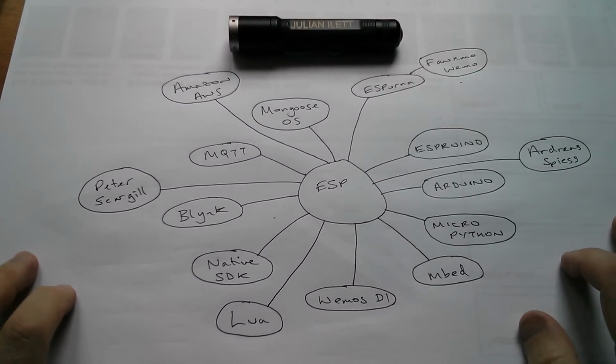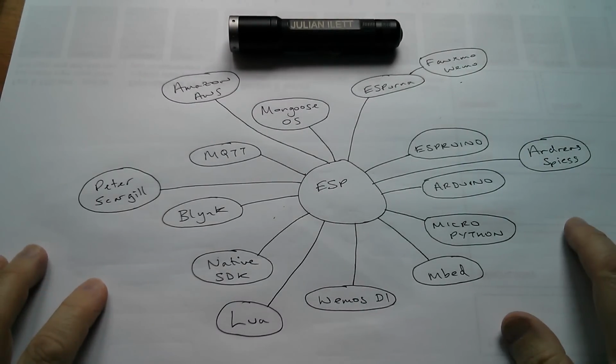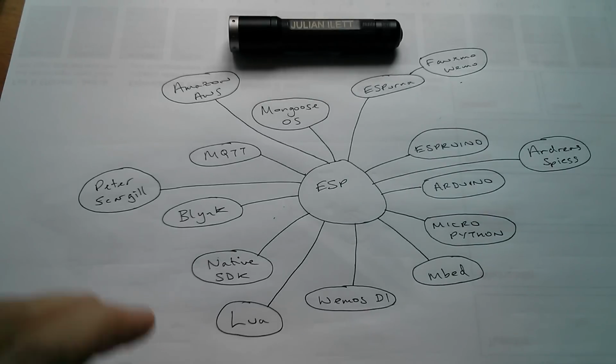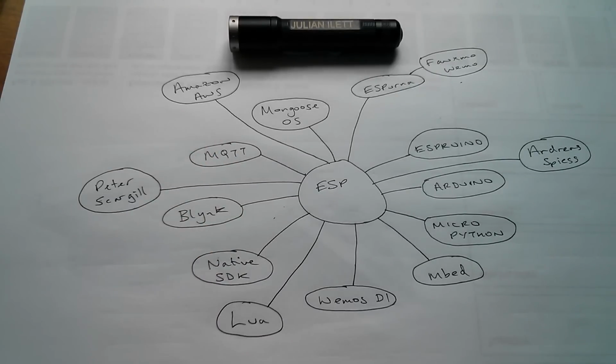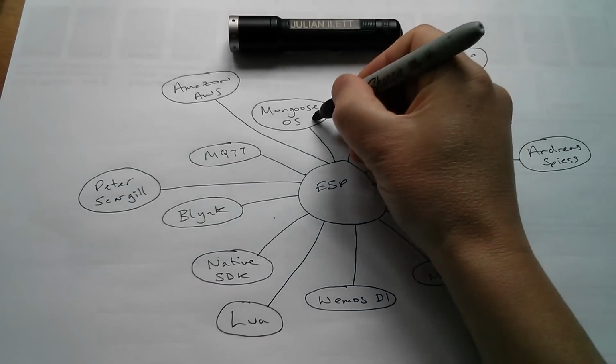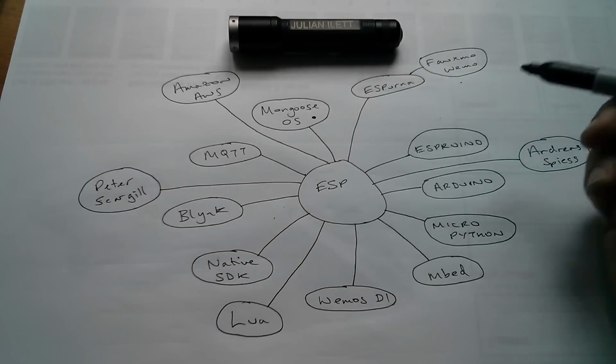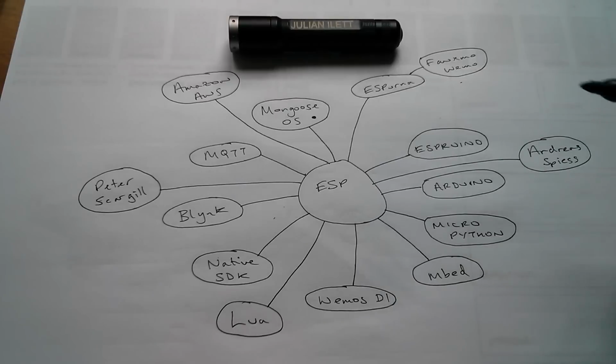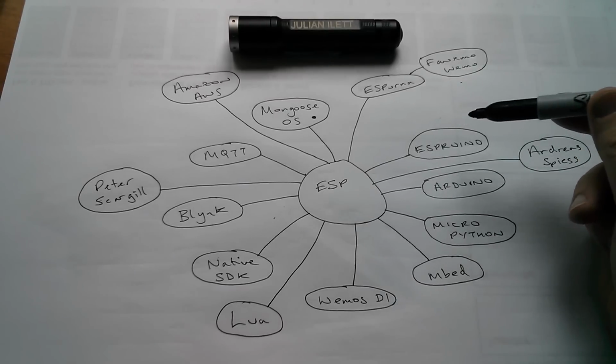Now, like the guy said, I don't know where to start. Now, Mongoose got in touch with me and said, use our OS. It's really incredibly easy, so I think I'm going to do that. But I might look at Esprino as well, because that guy said, don't use Mongoose, use Esprino. So maybe I'll have a go at that as a separate thread.